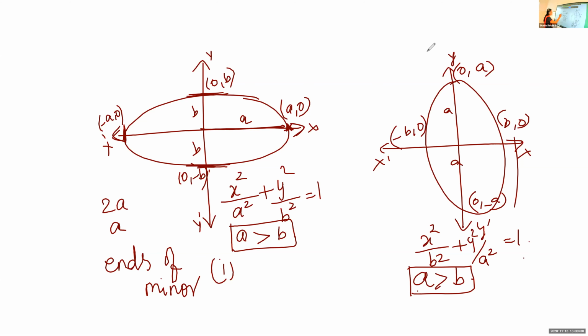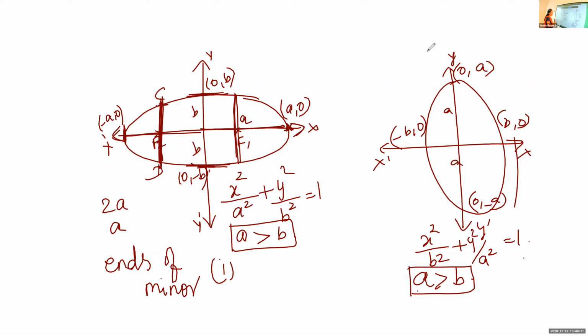Next is the latus rectum that we learned. Can you recall that one? What is the latus rectum? In the parabola, we learned the latus rectum: the line drawn perpendicular to the axis and passing through the focus. The same thing here. Here we can draw two lines, because we have two foci. Suppose this is the point C and this is the point D.